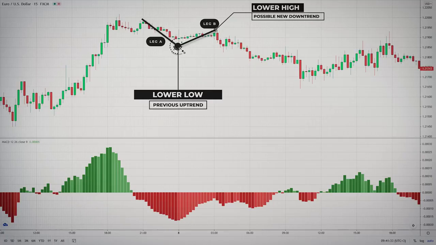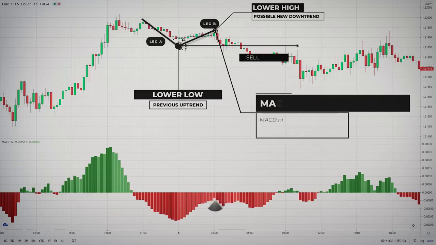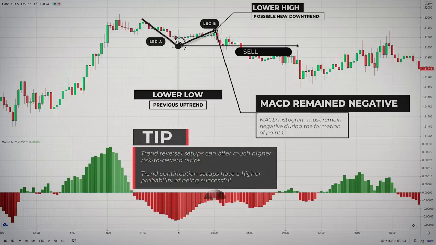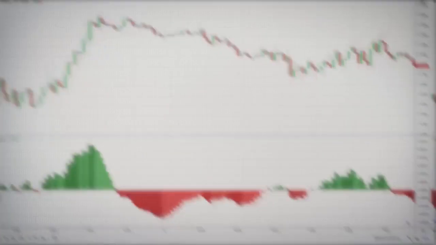If the price does make a new high, the uptrend is still in play. For the last and final leg of the pattern, the price again moves lower, past the point B, and goes on to make a new lower low. I personally tend to ignore these setups, simply because trend continuation scalping setups have a higher chance of succeeding. However, the trend reversal setups can offer much higher risk-to-reward ratios.